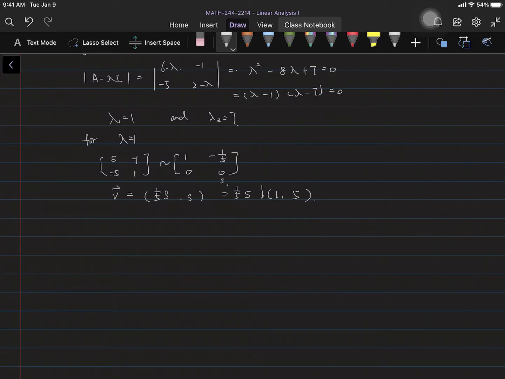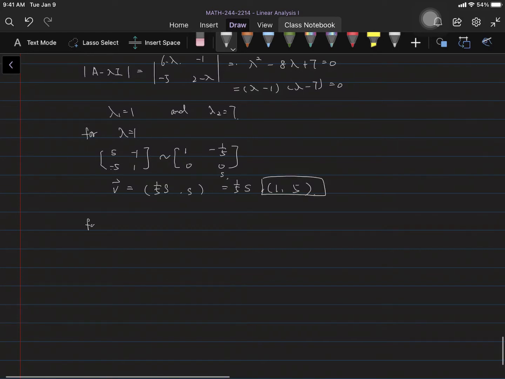So we need this vector actually. Let's see the next. For lambda equals 7: 6 minus 7, negative 1, negative 1, negative 5; 2 minus 7, negative 5. And reduce into row echelon. And what is the vector v?